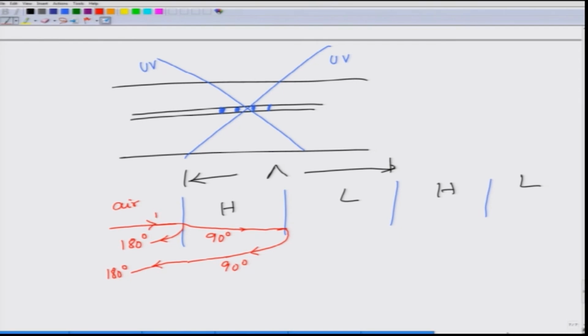Okay. This is the incident wave. With respect to the incident wave, this reflected wave is 180 degrees, this is 180 degrees, right. These two are now in phase with each other, these reflected components are in phase with each other. You can see what happens to the other wave here.